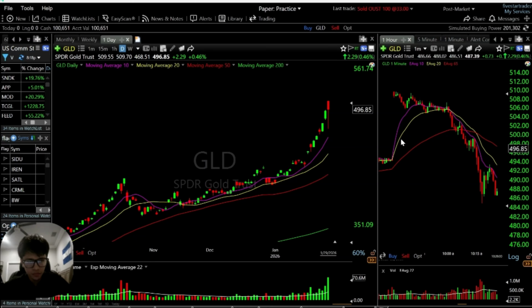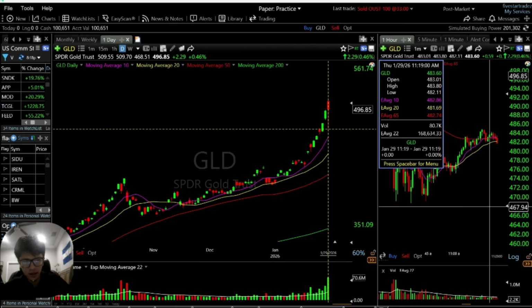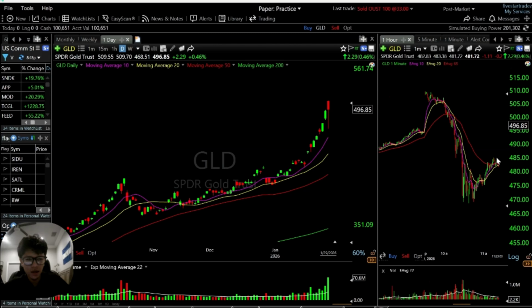So on gold, it broke the previous day low, and then it started dumping all the way down to 490, 498, 497. Then it bounced back up, and it's back at 496, whatever.